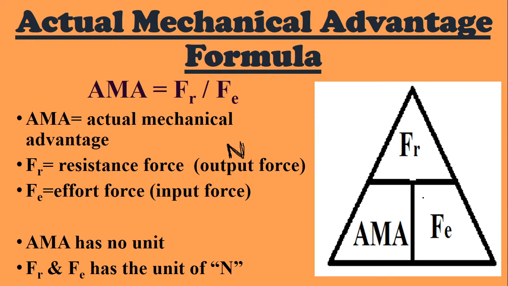Now, if you place it in the formula triangle, since FR is being divided by FE, FR goes at the top, FE at the bottom, and then AMA over here. Remember, in the formula triangle, things on top of each other divide, things next to each other multiply.